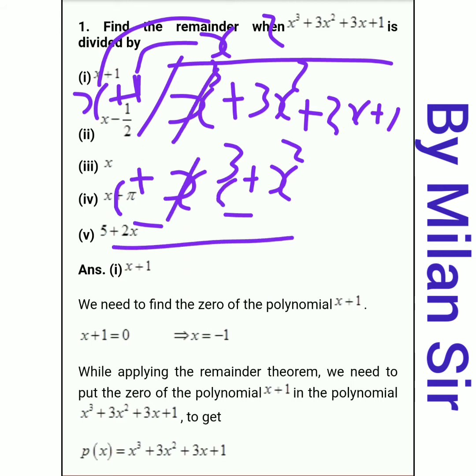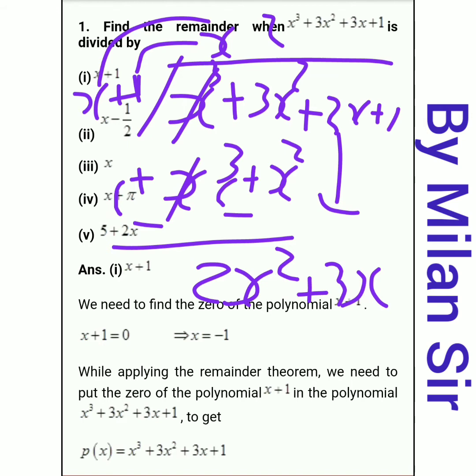Now x cube minus x cube cancels. Then 3x square minus 1x square is 2x square. Then plus 3x comes down, so we have 2x square plus 3x. Now again we need to do the same thing.